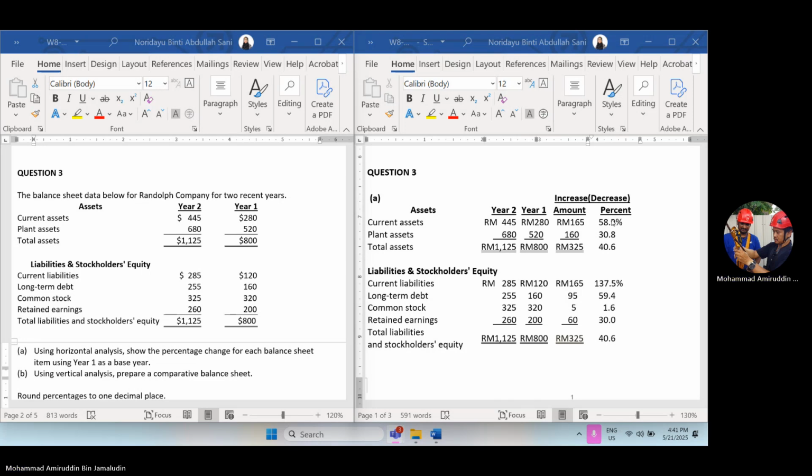So plant asset, in this question, increased by almost 31%. It's a lot. If I look at the long-term debt in this question, you see the long-term debt increased by 59.4. I can presume that the increase in my plant asset has been funded by an increase in my debt. That's how you can explain it in your assignment.